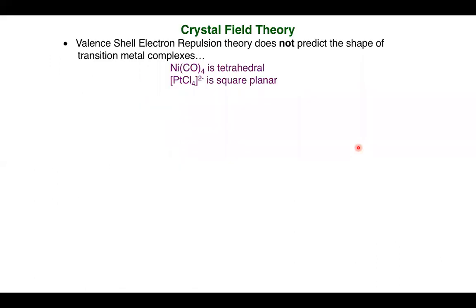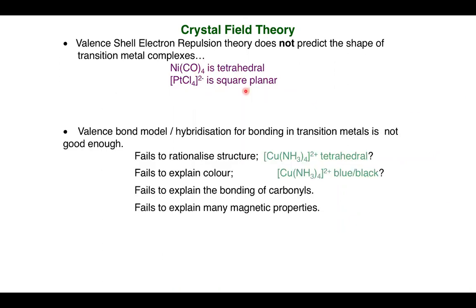Valence shell electron repulsion theory does not predict the shape of transition metal complexes because we've got two complexes here which both have 4 electron domains, but they have different structures. And we also saw that the valence bond theory or hybridization for bonding in transition metals is not good enough. It fails to rationalize structure. It fails to explain color. It fails to explain the bonding of carbonyls. And it fails to explain many magnetic properties.